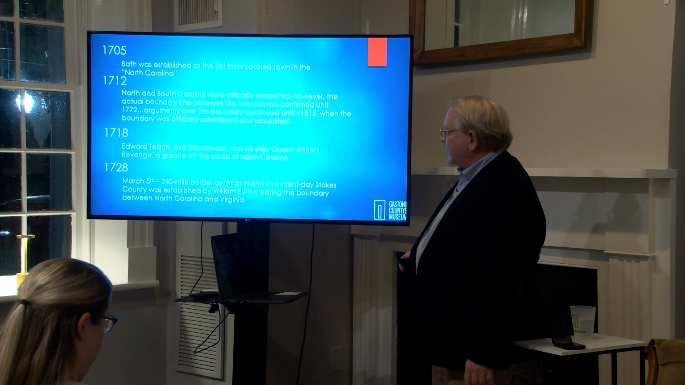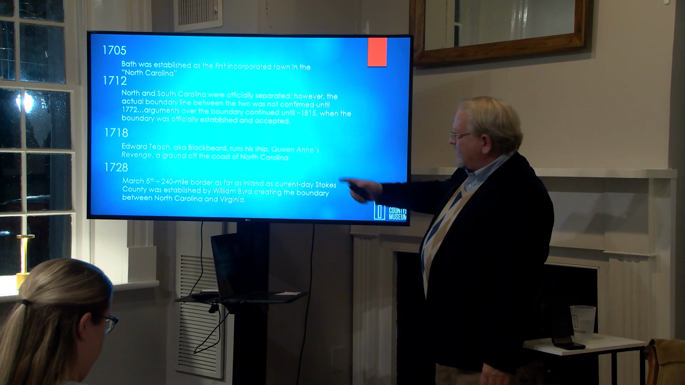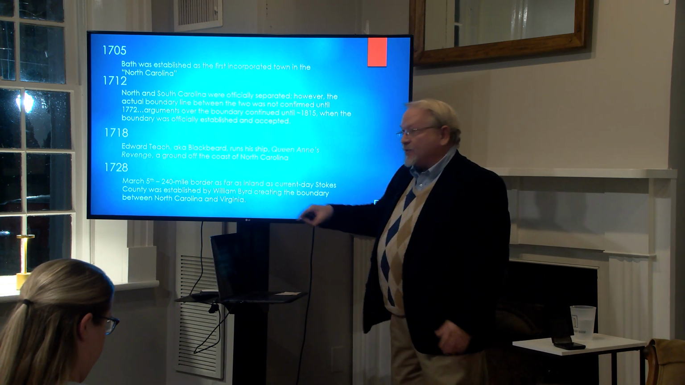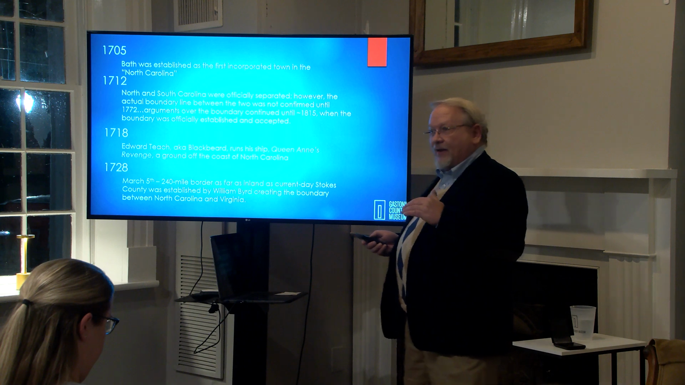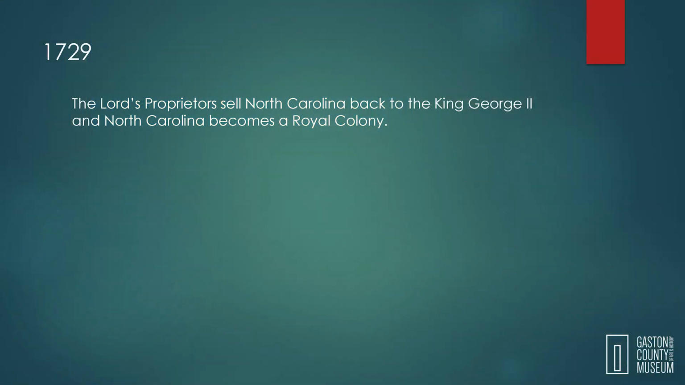1718, our favorite pirate, Blackbeard, scuttled his ship. And then 1728, that's when the line between Virginia and North Carolina was created, which was appropriate because in 1729, the Lord Proprietors sell North Carolina back to King George II, and it becomes a royal colony.